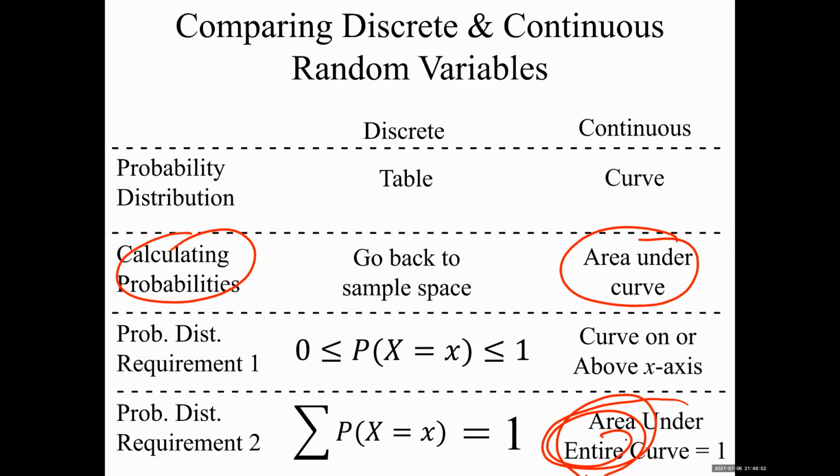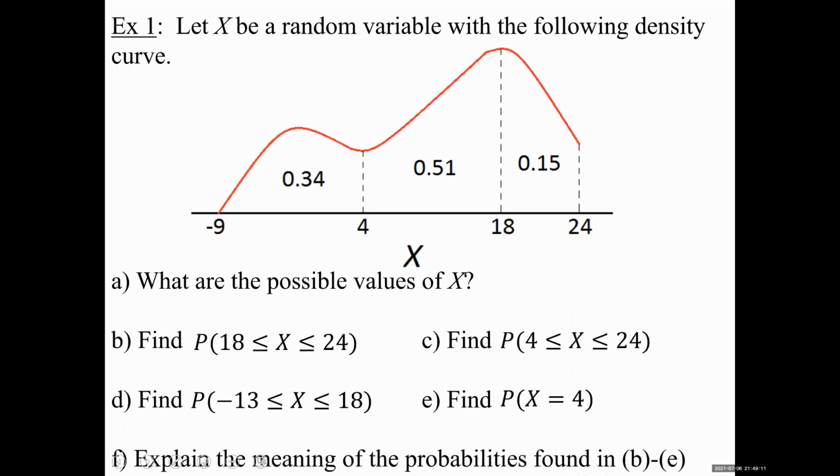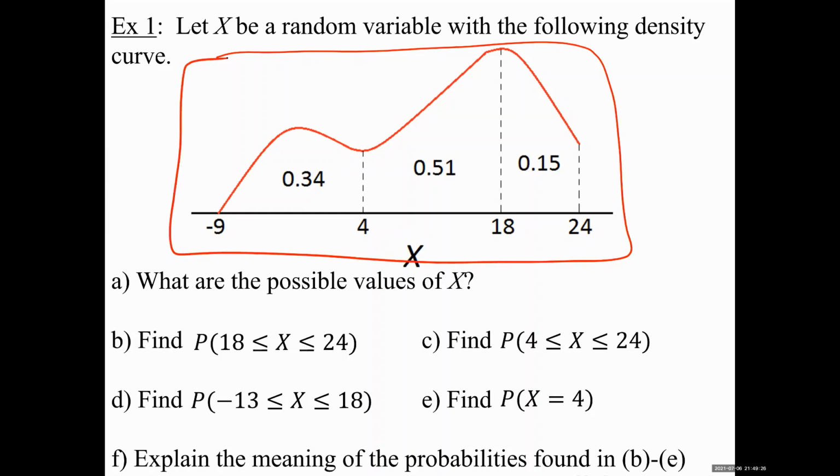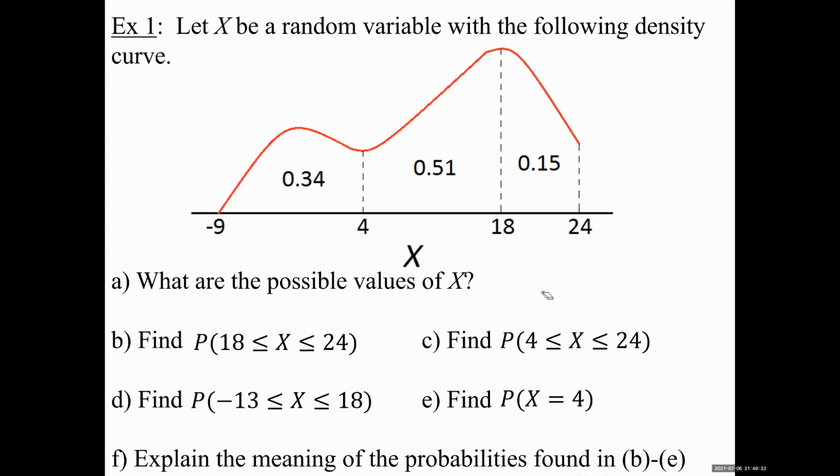Okay, now we'll do some examples. Any questions so far? Okay, so let's go ahead and look at this example here. Example 1: let x be a random variable with the following density curve. So we have this density curve over here. In this example, I'm giving you a curve, and I want to make sure we understand what is being conveyed to you. I want to answer some questions now about our random variable.